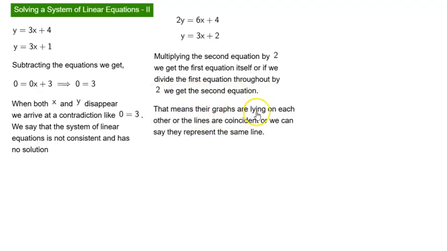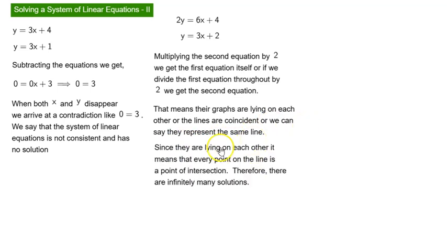That means their graphs are lying on each other, or the lines are coincident, or we can say they represent the same line. Since they are lying on each other, it means that every point on the line is a point of intersection with the other line, which is lying on top of it. Therefore, there are infinitely many solutions.